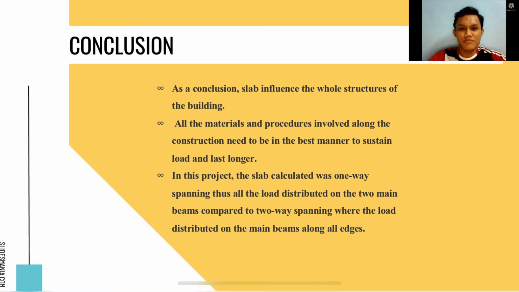All the materials and procedures involved along the construction need to be in the best manner to sustain load and last longer. So in this project, the SLAB calculated was one-way spanning, thus all the load is distributed on the two main beams. So I think that's all from me. Thank you.